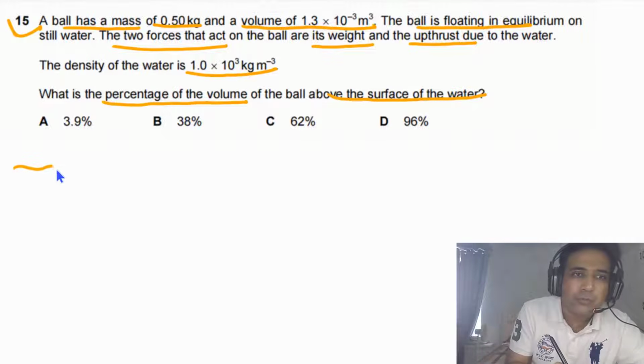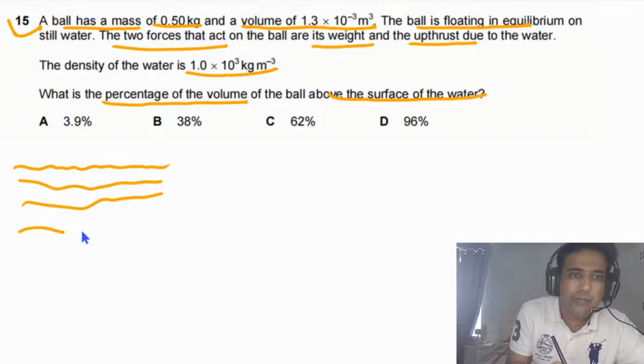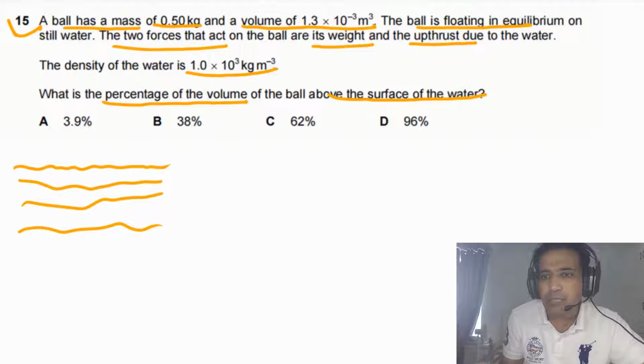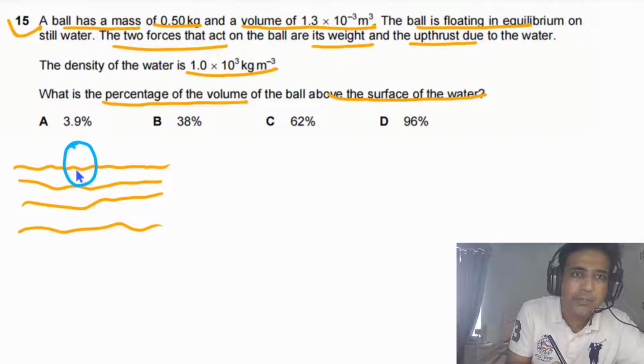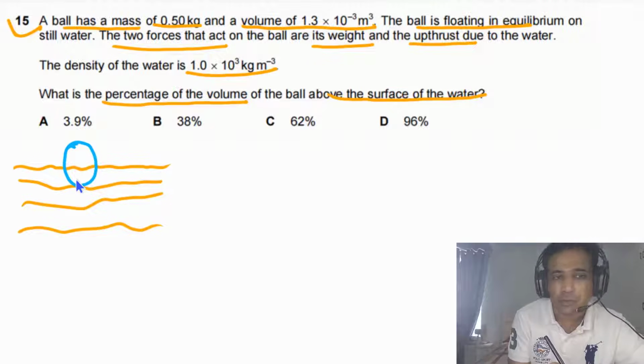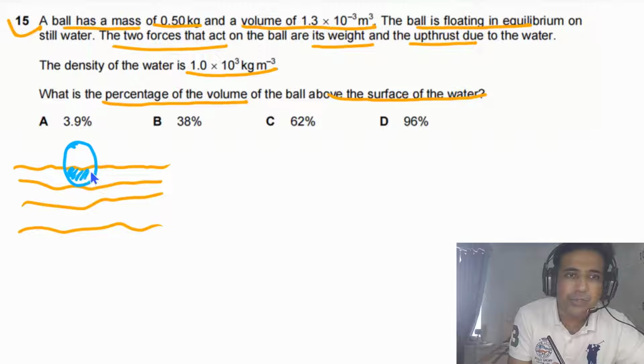So in this case, first of all, we can imagine this one is the water. So here we have water and the ball is placed inside this water. So we can draw the ball here. And this ball is floating inside this water, and this part of the ball is inside and this one is outside, and this is what we need to find out. We need to find out the percentage of the volume of the ball above the surface of water.